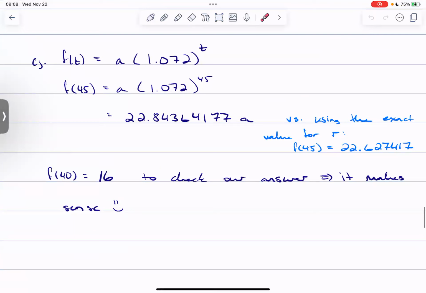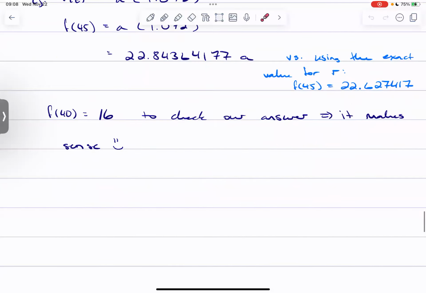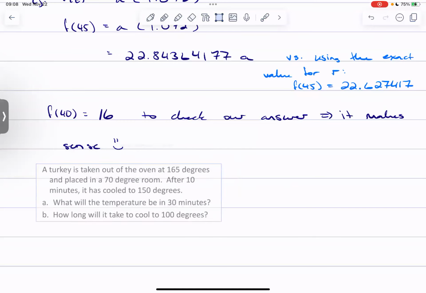I was just checking to see that because 45 would take longer or should be bigger than 40, right? And so we have the doubling time, so we can just make sure, okay, it's bigger than 16. And so this makes sense. Yeah. But didn't do a very good job.